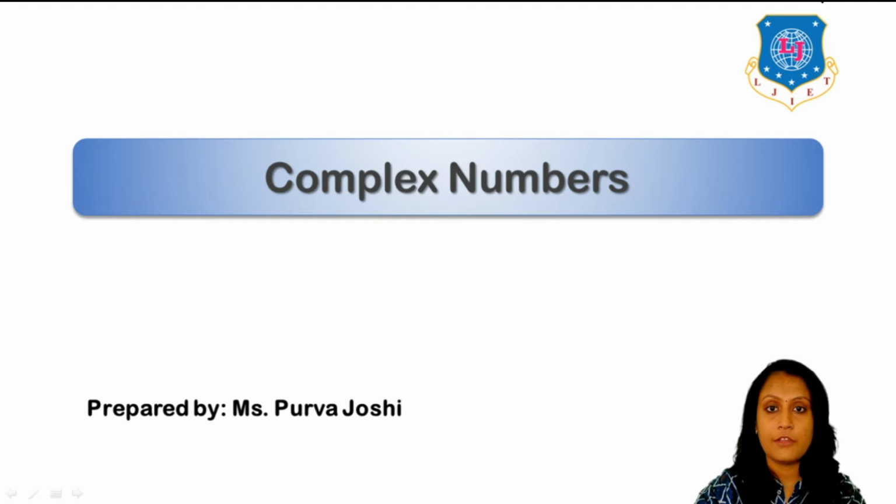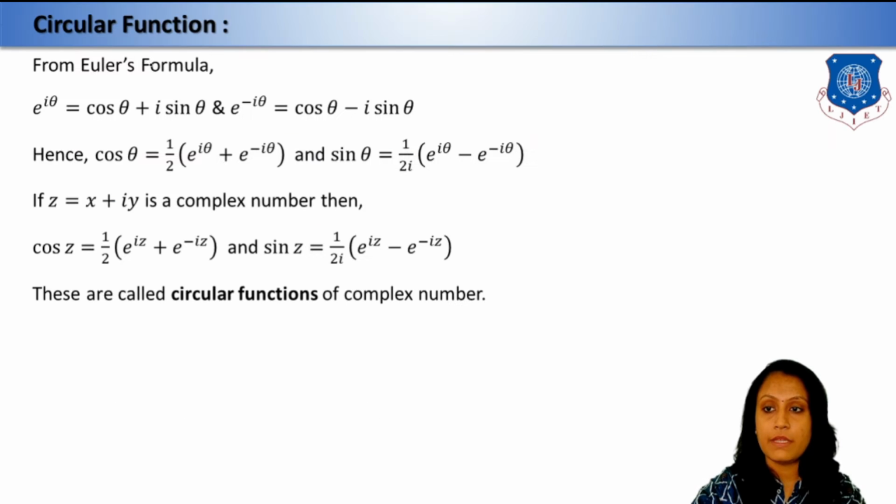Today we are going to study a few more topics of complex numbers. So let's start with the first topic, that is circular function. Now from Euler's formula, e raised to i theta is cos theta plus i sin theta, and e raised to minus i theta is cos theta minus i sin theta.